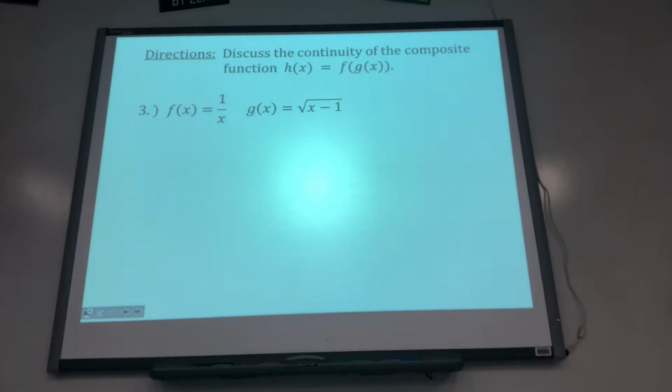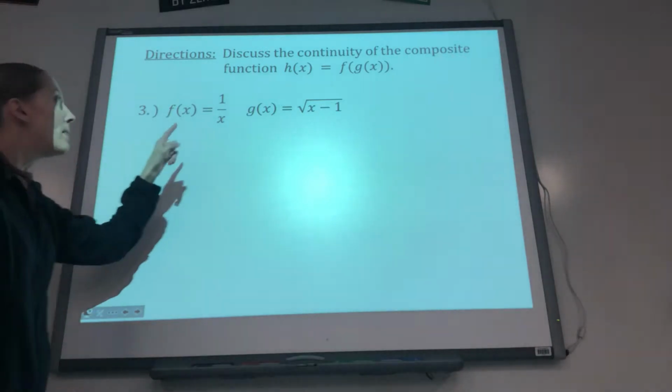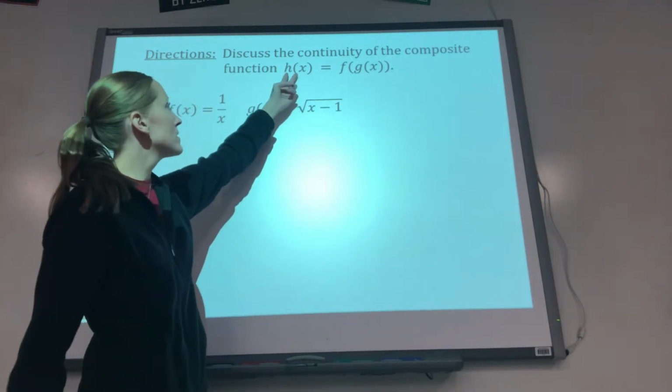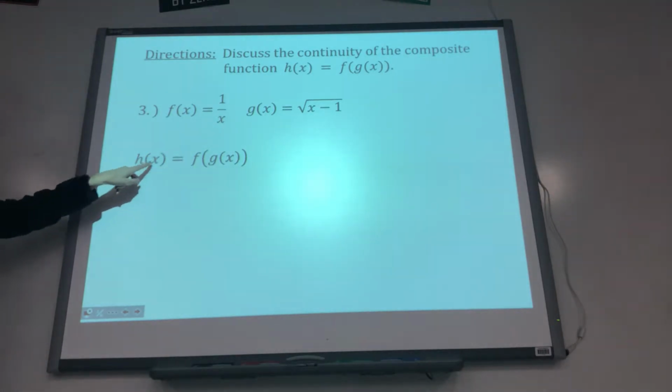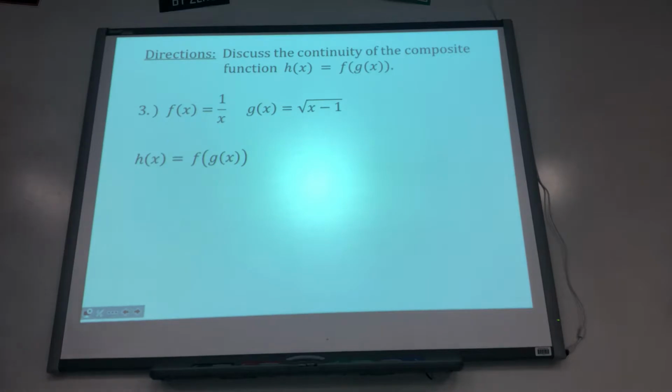It says f of x equals 1 over x, and then g of x equals the square root of x minus 1. It's not giving you a specific interval to look at, so we are going to have to look at the entire function, but the function that we're supposed to be discussing is h of x. So let me do a little bit of work right here to actually figure out what h of x is.